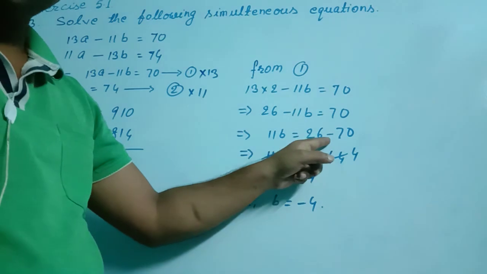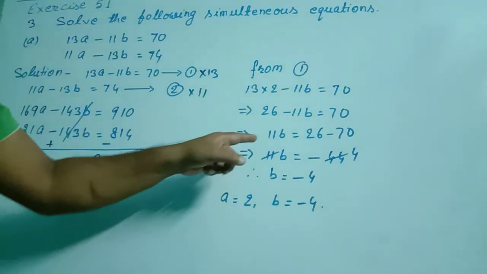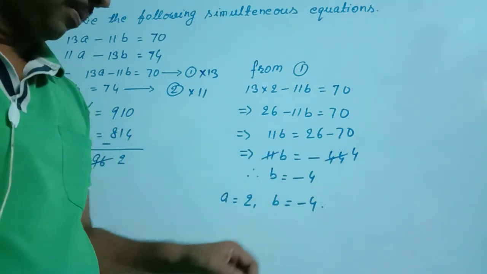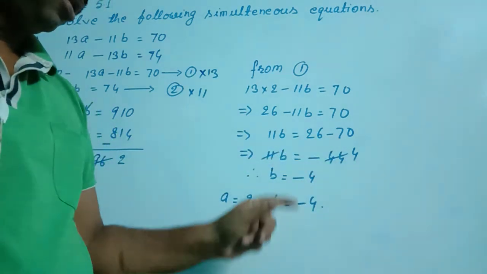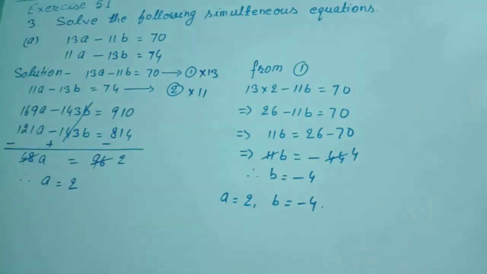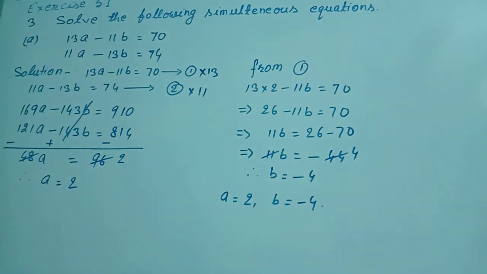So this becomes 26 minus 70. So 11b equal to, this solution became minus 44. 11 4s are 44, therefore b equal to minus 4. So the values of a and b became a equal to 2 and b equal to minus 4.